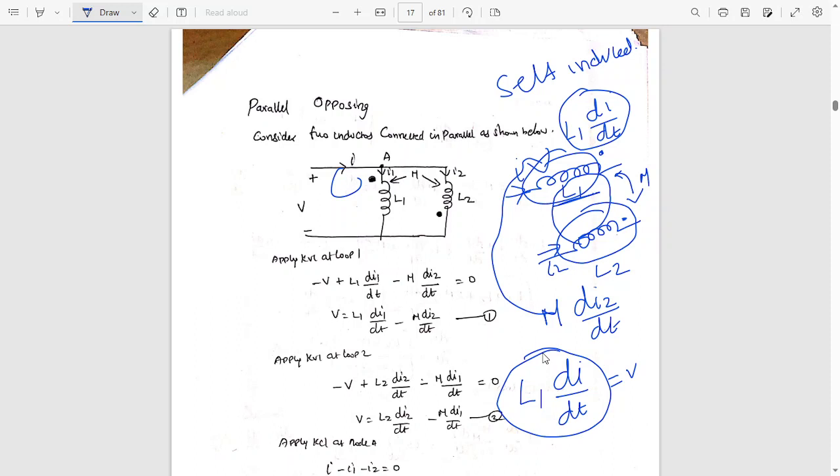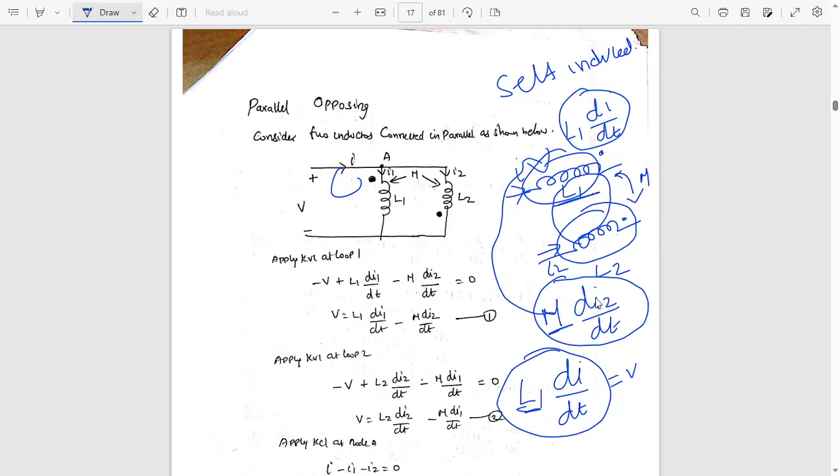In our example, I2 is the current flowing through L2. Due to the current I2 flowing through L2, there is an induced voltage across L1, that I call the mutually induced voltage. That will be represented like this. M is the mutual inductance. Here L1 is the self-inductance, M is the mutual inductance, and di2 by dt is due to the current I2. It can be any current.